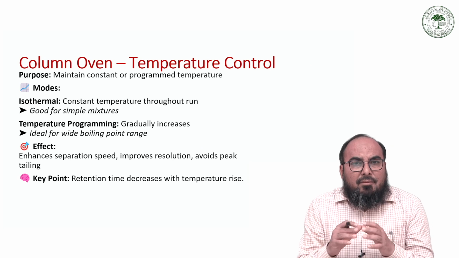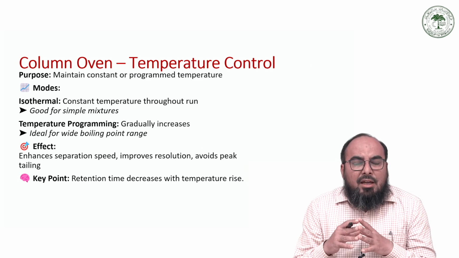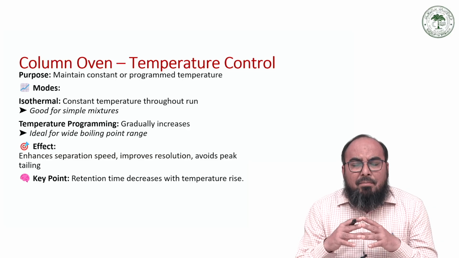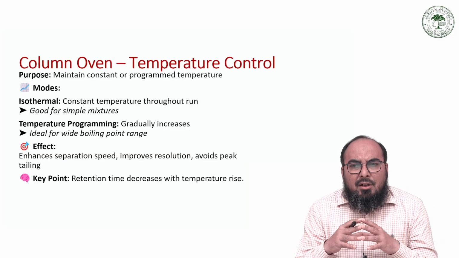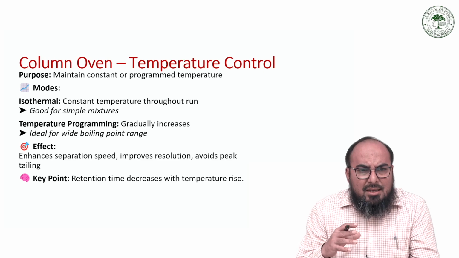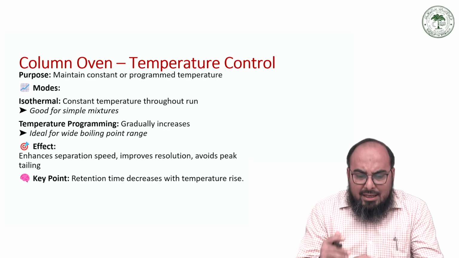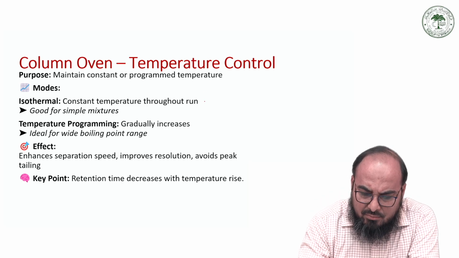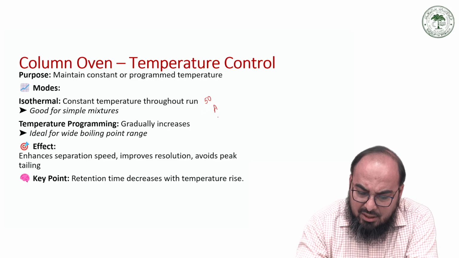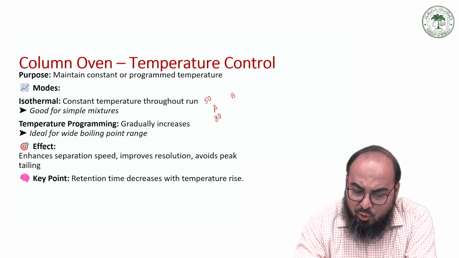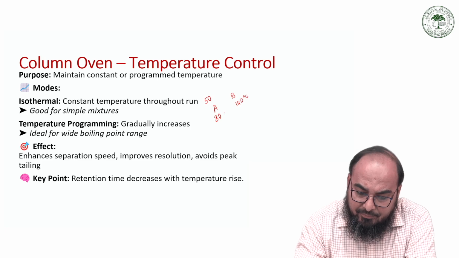Okay, so now the temperature control. It is a very important aspect. Most of the time, temperature itself is so important for elution. For example, let us suppose that your volatile mixture has components with a difference of around 50 degrees. Component A, let us suppose a two component system, has a boiling point of say 80 degrees, and the other has a boiling point of, let us suppose, 140 degrees centigrade.